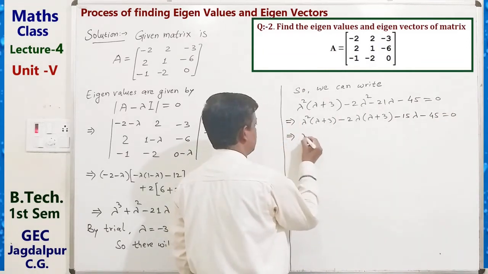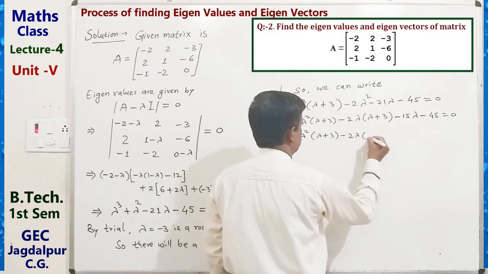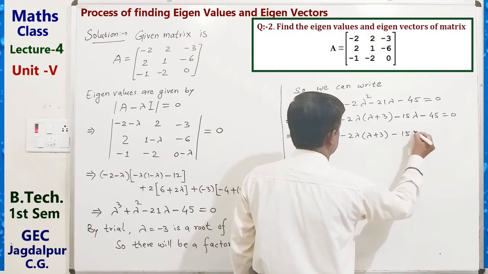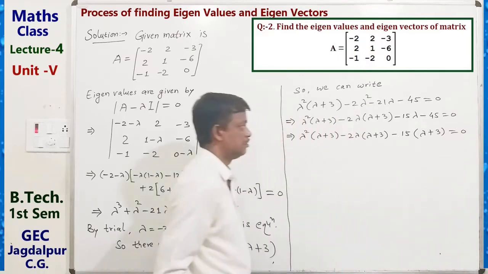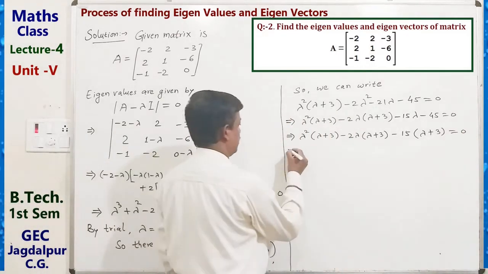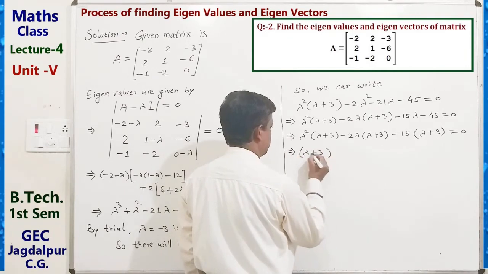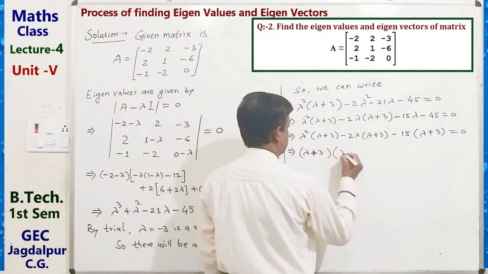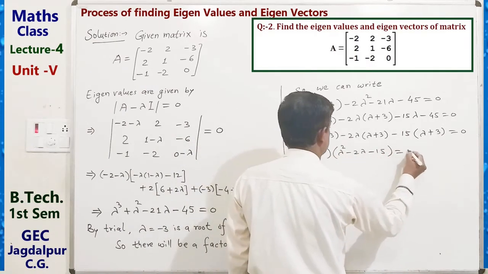Now another part, lambda plus 3 minus 2 lambda plus 3, here 15 is common, so lambda plus 3 equals 0. So lambda plus 3 can be taken common. Lambda plus 3 taken common, we get lambda square minus 2 lambda minus 15 equals 0.